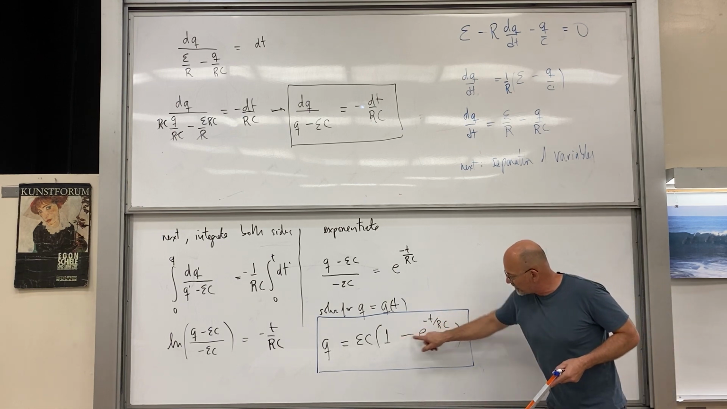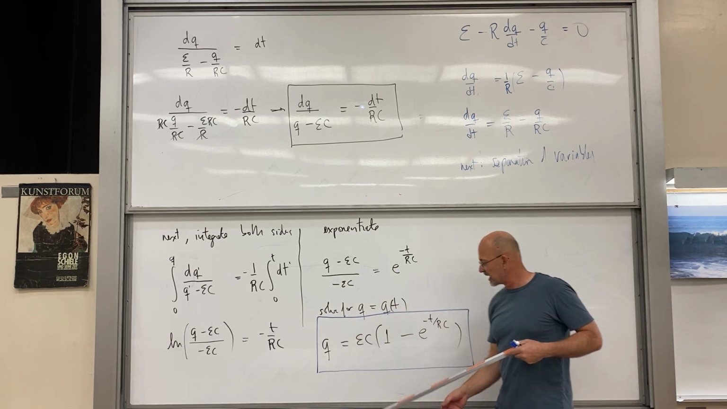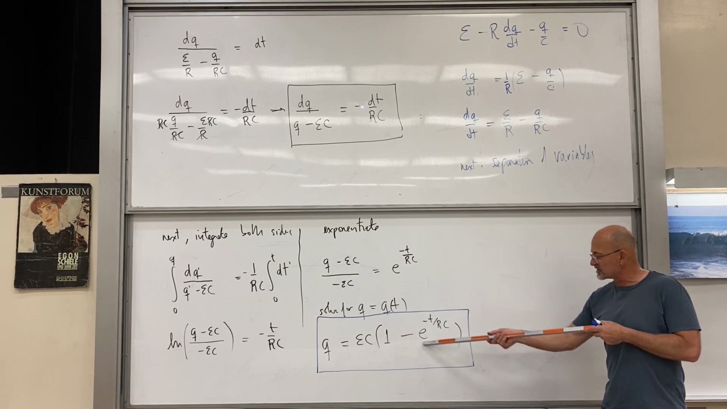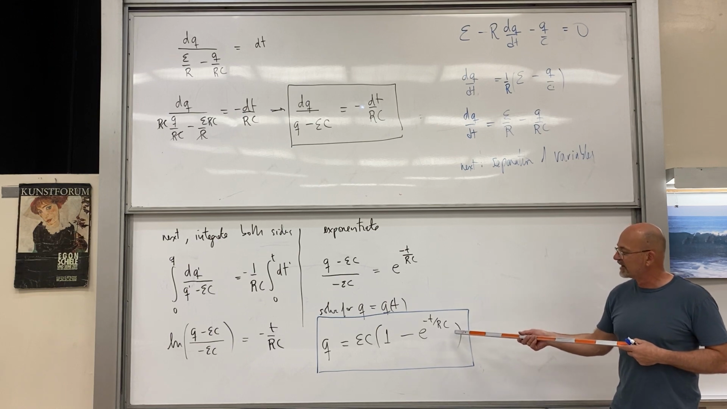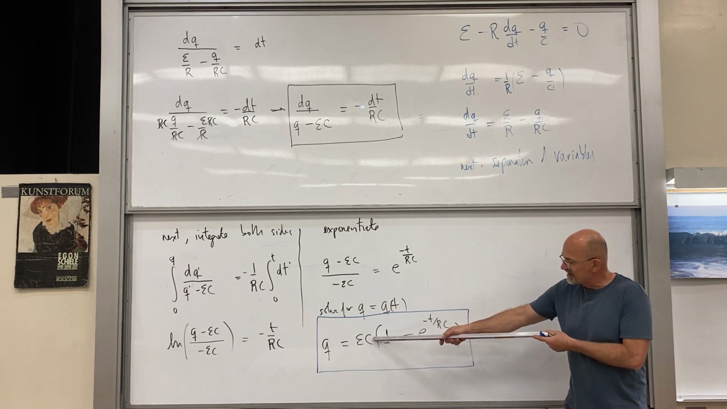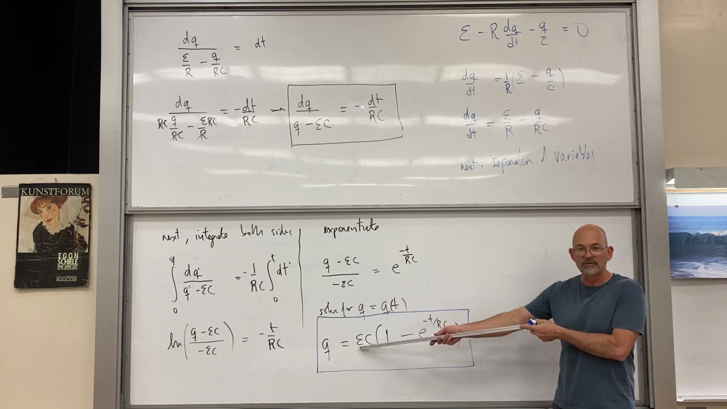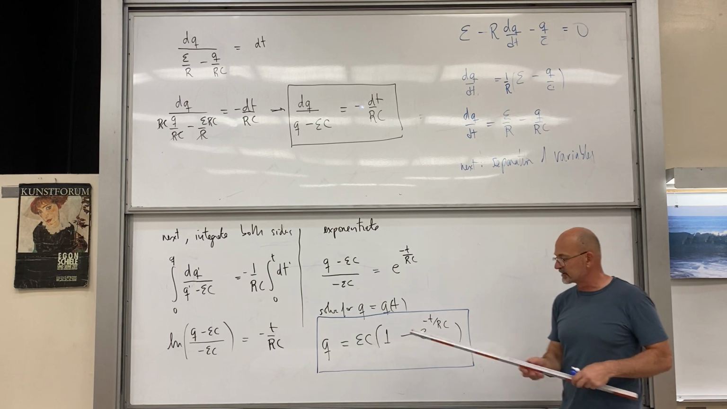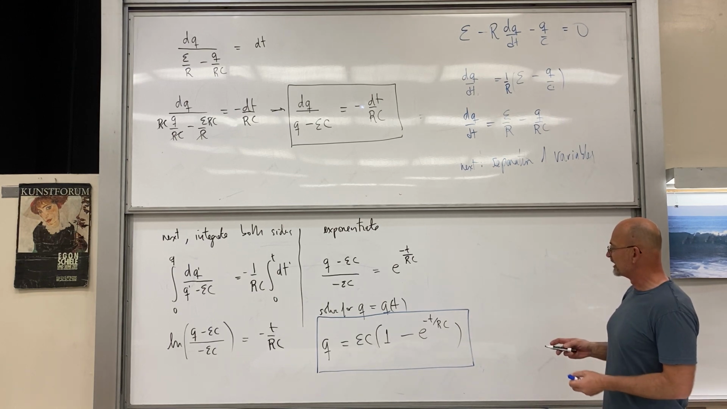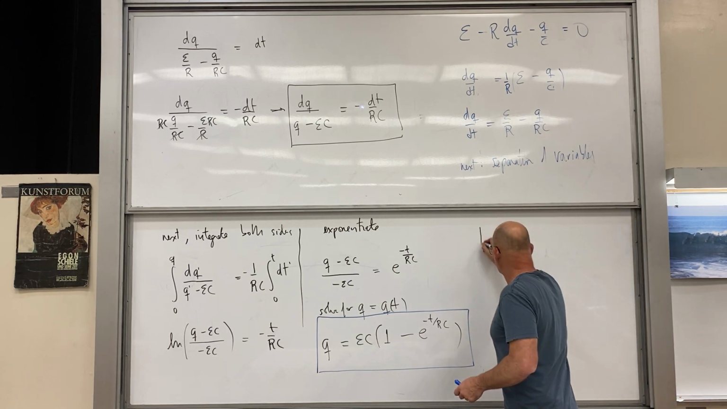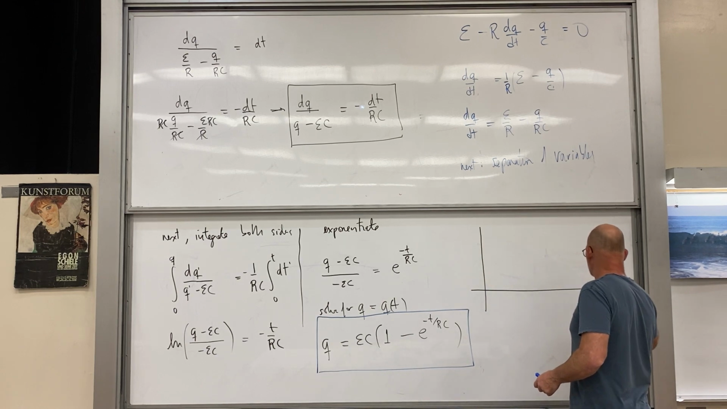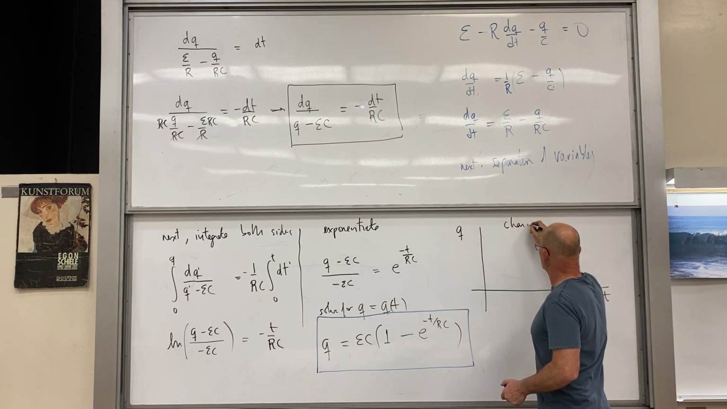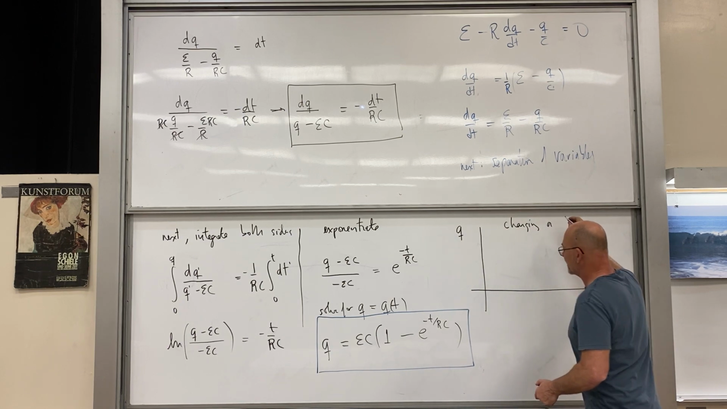At t equals 0, 1 minus 1, no charge. Now, as t goes to infinity, or t gets large, this exponential completely drops away, and then Q is E times C. Remember, this E is our voltage, so this is just the formula for the total charge of a charged capacitor. So let's graph this: t, Q, charging a capacitor.